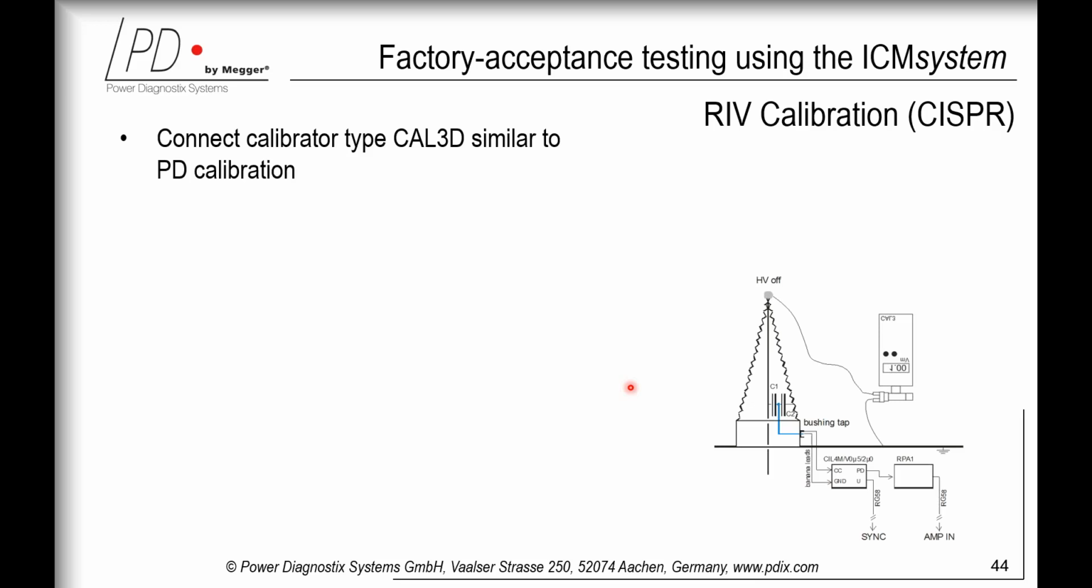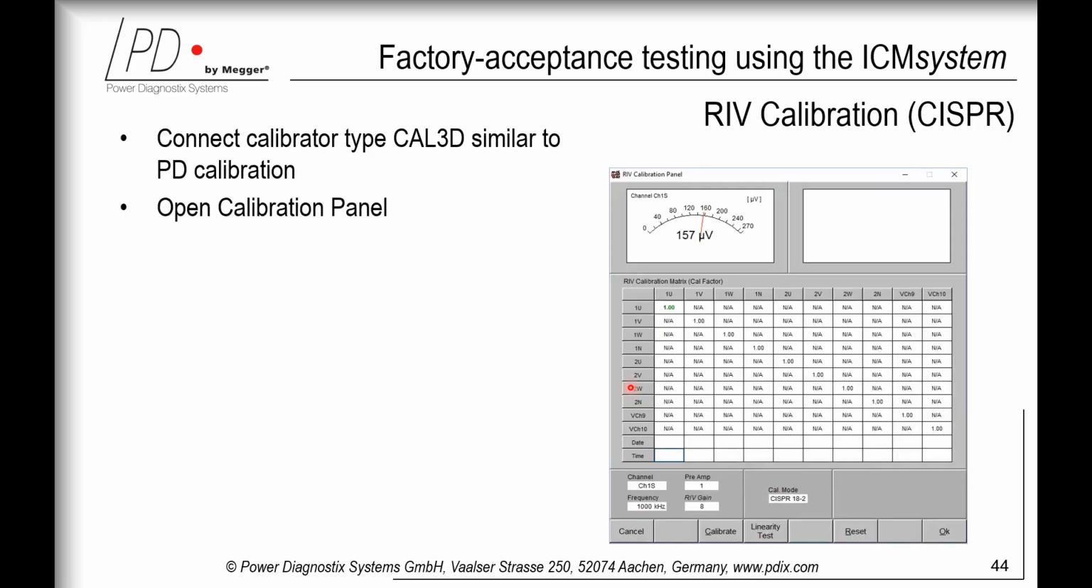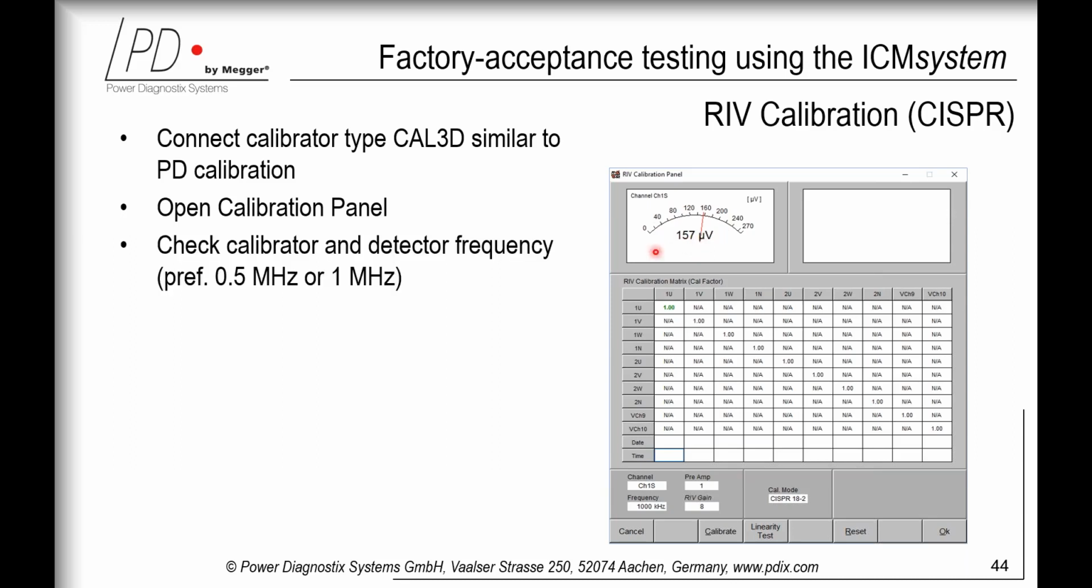So here you connect a calibrator type Cal3D, similar to the PD calibration. You open the calibration panel. We are injecting 100 microvolts, but we have not calibrated yet, so we get anything, but we clearly see the signal. We check the calibrator and detector frequency, they have to match. The CISPR recommends 0.5 megahertz, but also allows 1 megahertz.